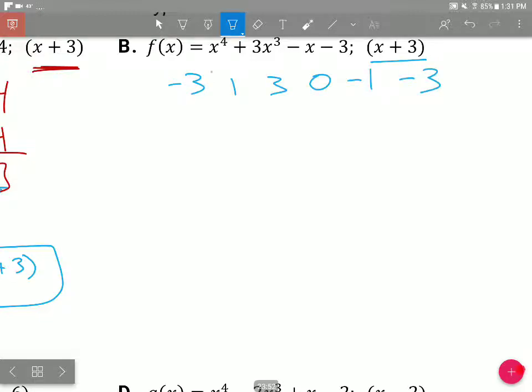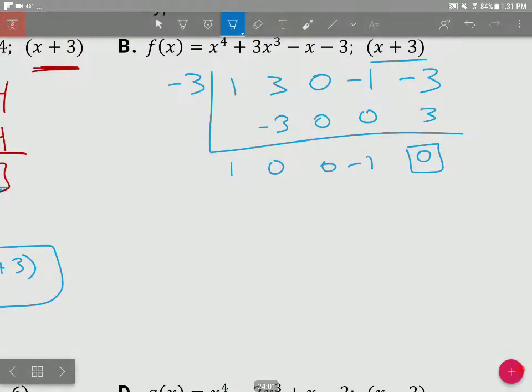Good. You've got the 0. All right. Divide real fast. You should have gotten a 1, then 0, times 0, 0, times 0, 0, and you're left with negative 1. Cool.